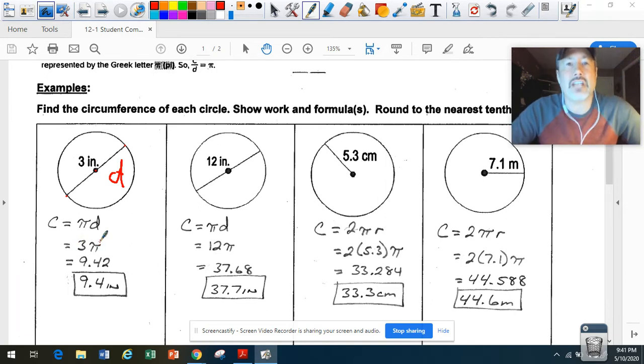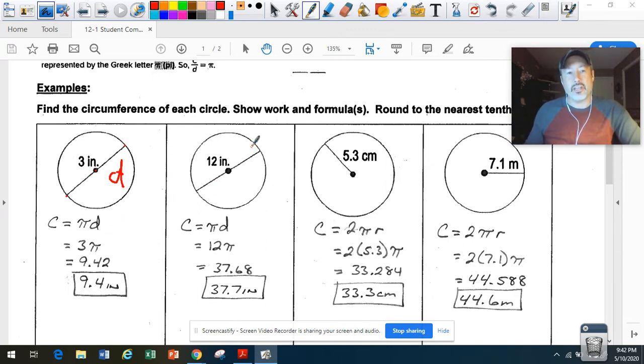Now, if they ever say keep it in terms of pi, our answer would just be 3 pi. But if they want us to solve it, we would take 3 times 3.14, and that would give us our answer there, and we would round it to 9.4 inches. Now remember, this is circumference. Our unit is not going to be squared because we're not dealing with the area.